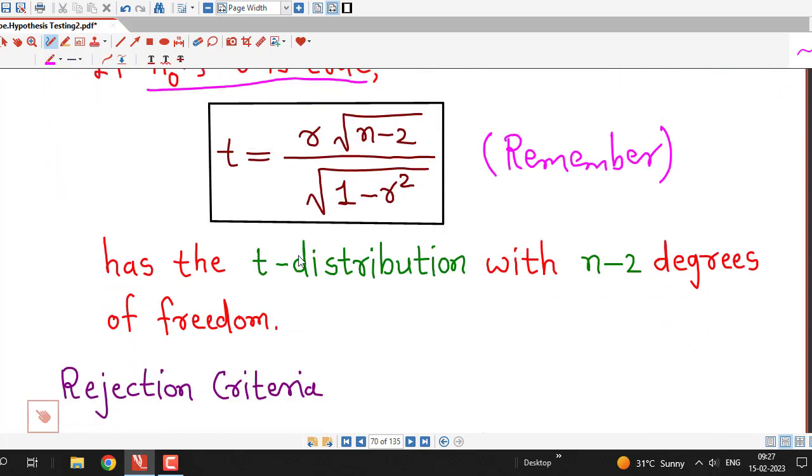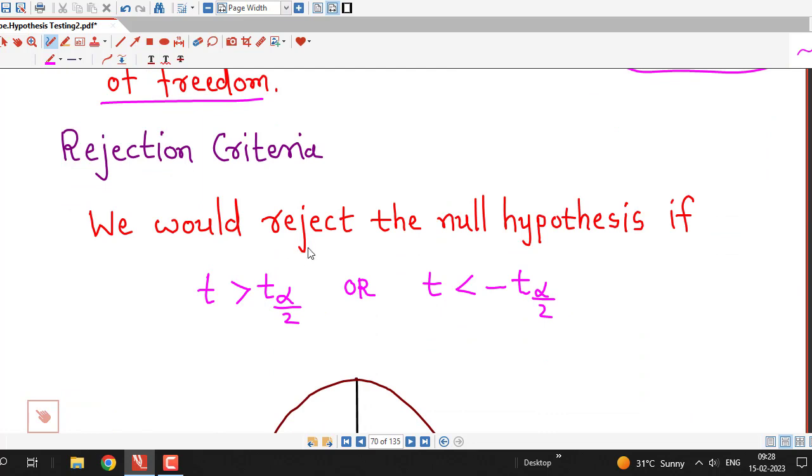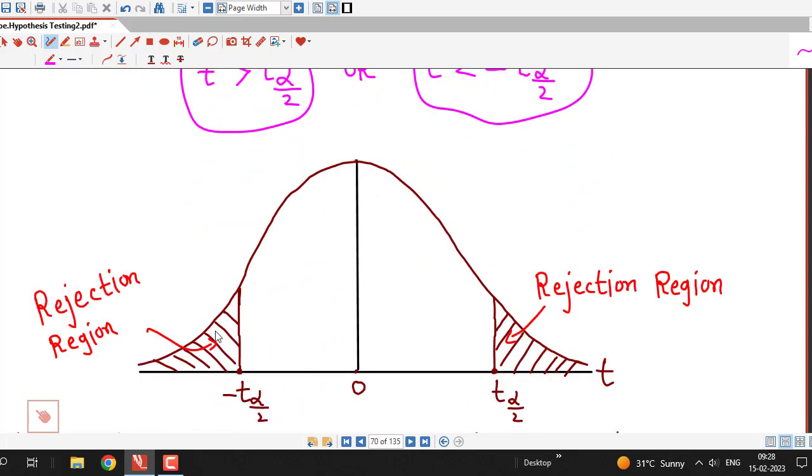And this random variable t, defined in this way, has the t distribution with n minus 2 degrees of freedom. As I discussed, we would reject the null hypothesis if t is greater than t alpha by 2 or t is less than minus t alpha by 2. So the region to the left of minus t alpha by 2 and the region to the right of t alpha by 2 are rejection regions, and the region in between is the non-rejection region.